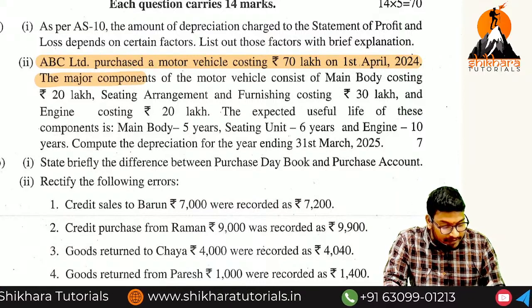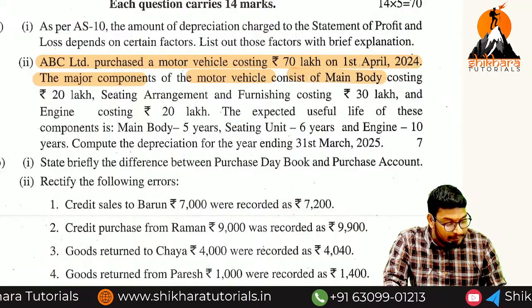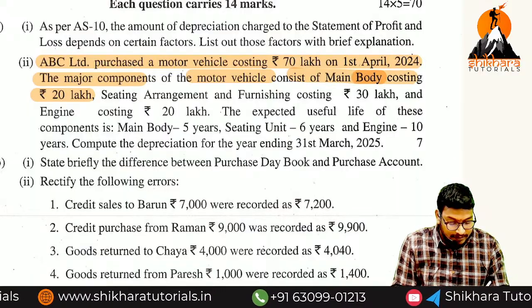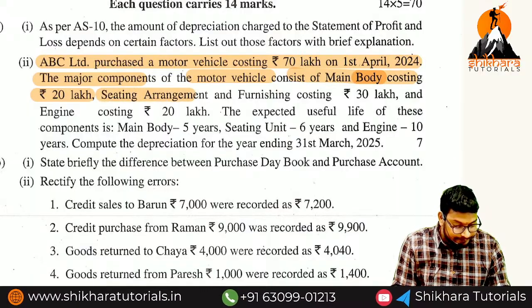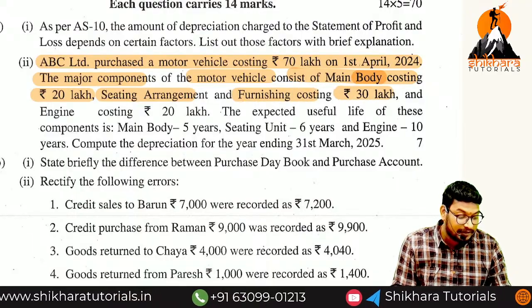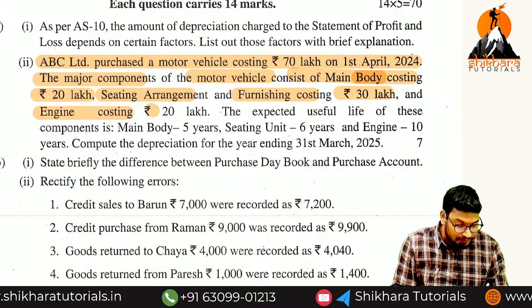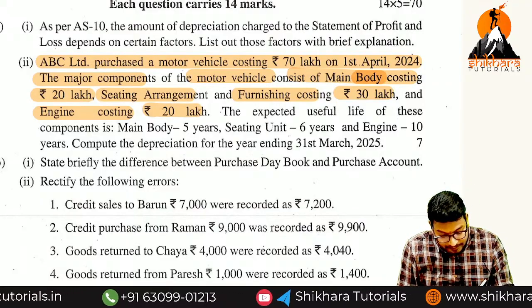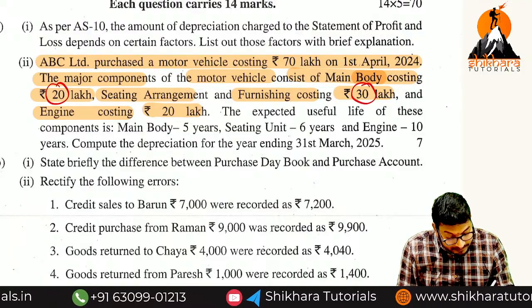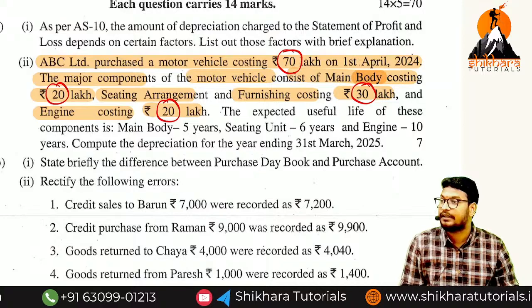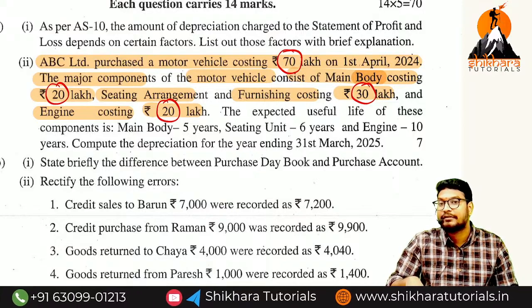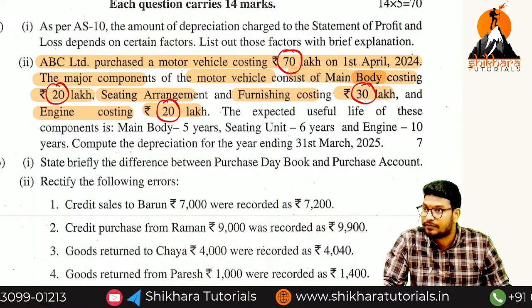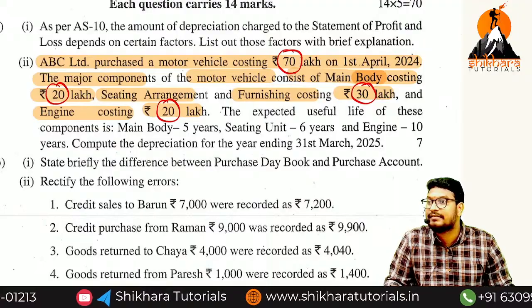But the major components of the motor vehicle are given. The main body costs 20 lakhs. The seating arrangement and furnishing cost 30 lakhs. And the engine costs 20 lakhs. If you add up all the amounts, 20 plus 30 plus 20 equals 70. Each spare part's cost and the total cost are both given. Even though they have given the total cost of the asset, we have to do segment-wise depreciation.